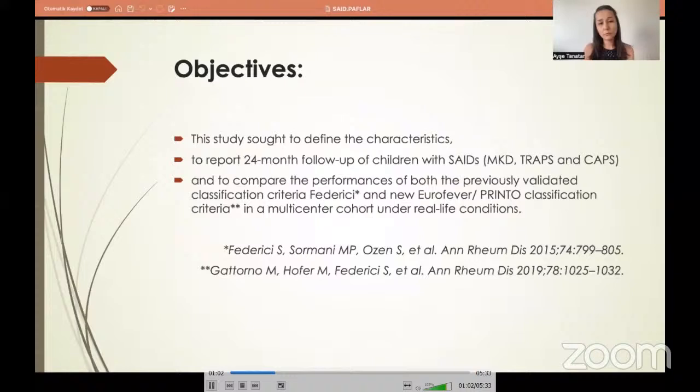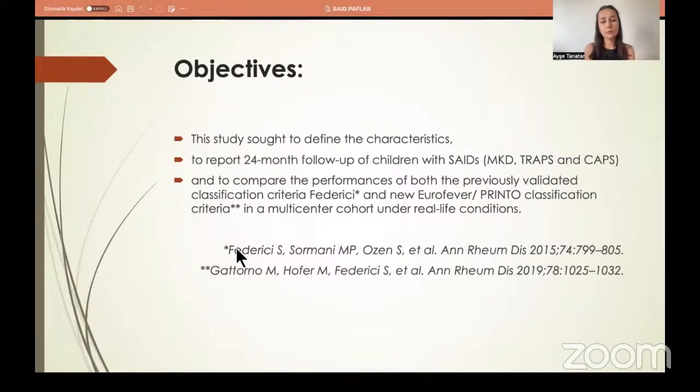The objective of this study was to define the characteristics and report the 24-month follow-up of children with systemic autoinflammatory disease, and to compare the performance of both the previously validated classification criteria, Federici, and the new Eurofever Pirinto classification criteria in a multi-center cohort under real-life conditions.